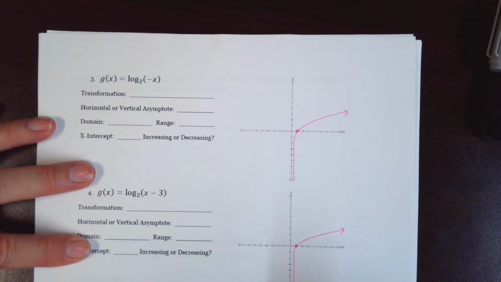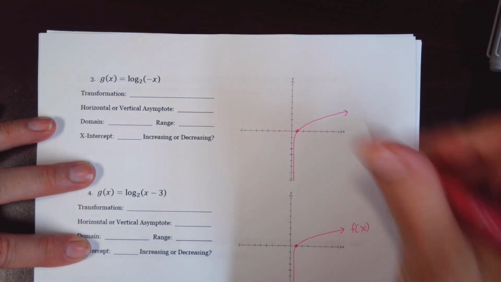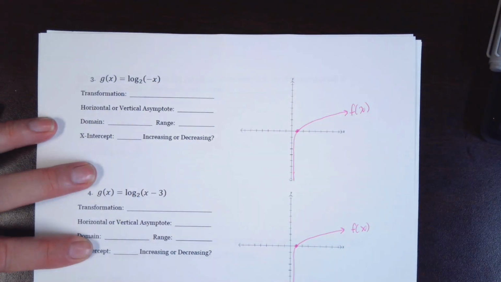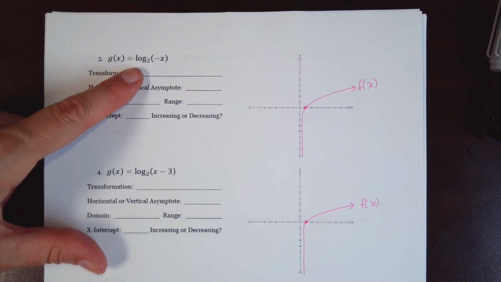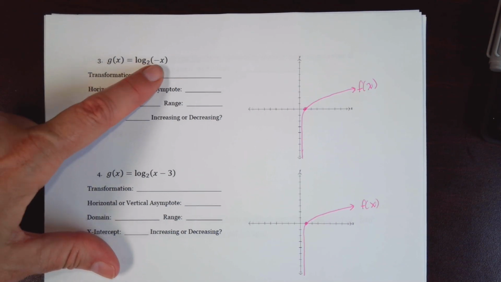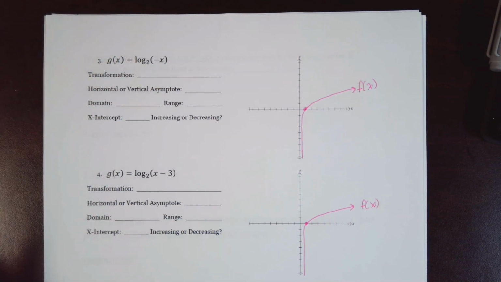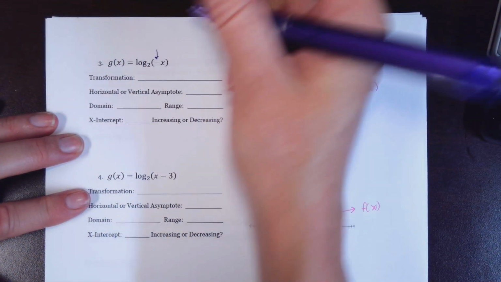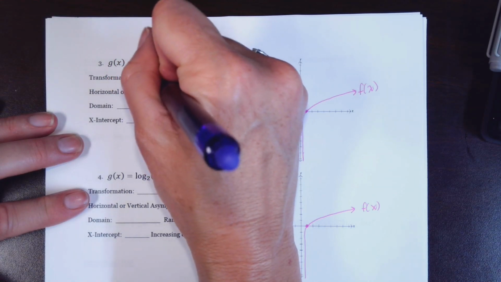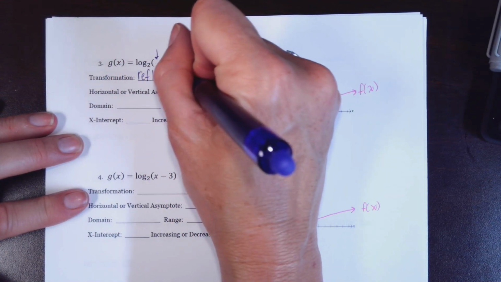That's my parent function f of x. Okay. Now let's think about this. Log base 2 of negative x. We've got a negative in a different place. That negative is not out front. That negative is on the side. So what does that do to me? Well, it reflects the other way. That one's going to reflect across the y-axis.